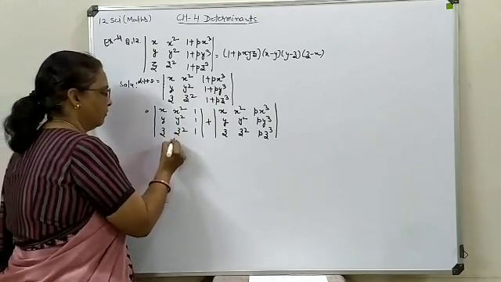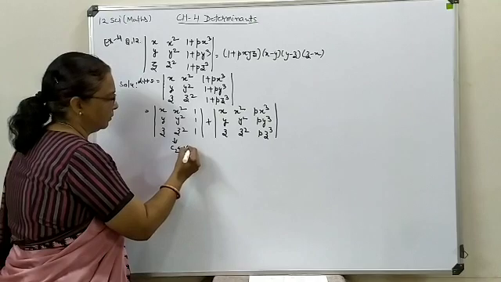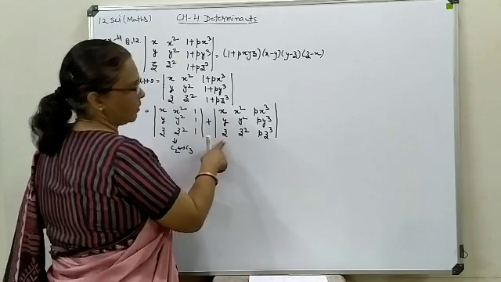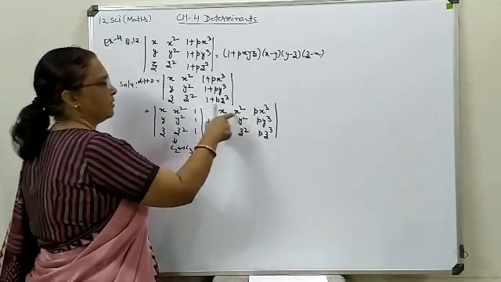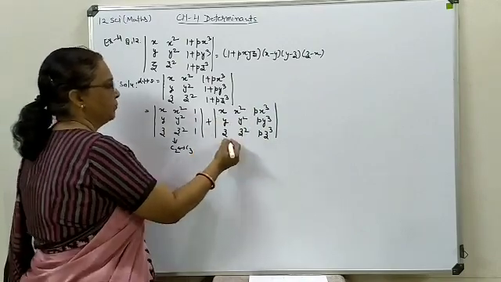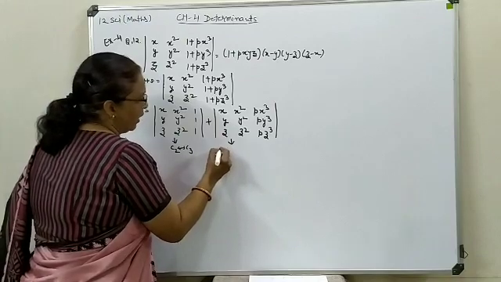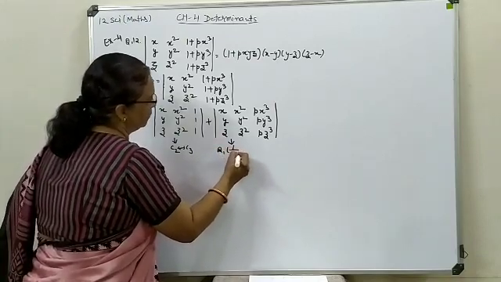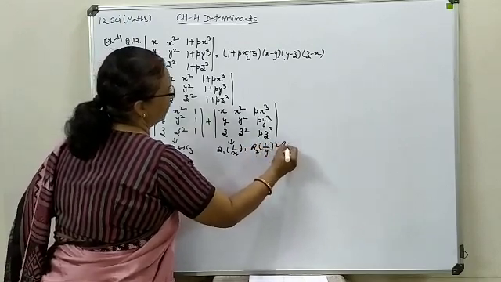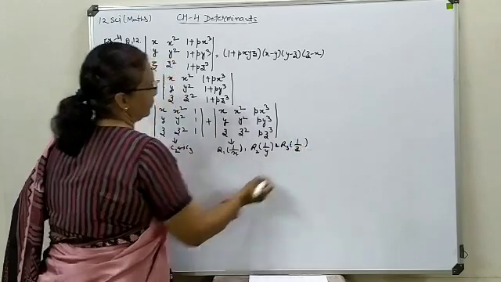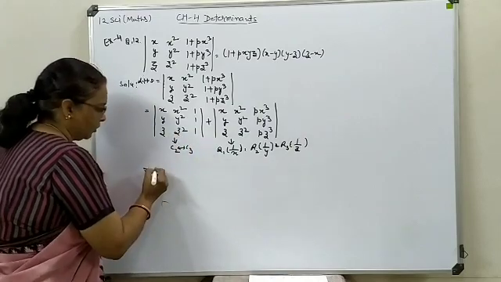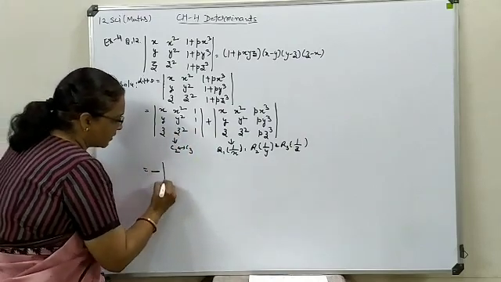So regarding this one we are having this property. Third and second column we are going to exchange. Now here if you look at this formation, in the first row x is common, in the second row y is common and in the third row z is common. So regarding this determinant, in the first row x is common, in the second row y is common and in the third row z is common. So here implement both the properties.